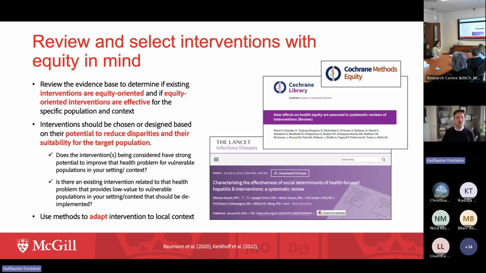So going beyond interventions that address individual determinants like knowledge and skills and some of those other determinants, to focus on the broader range of social determinants of health that I presented earlier. We can look at existing evidence syntheses that have been done in this context for different clinical areas, or we can also reinterpret the evidence base ourselves by doing systematic reviews that are equity focused like those.